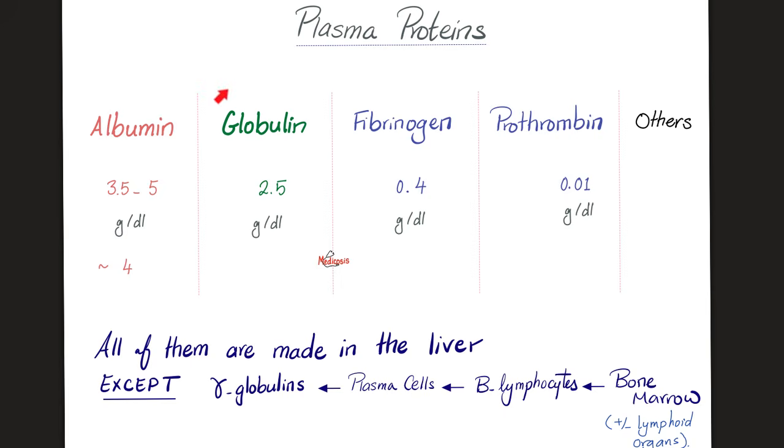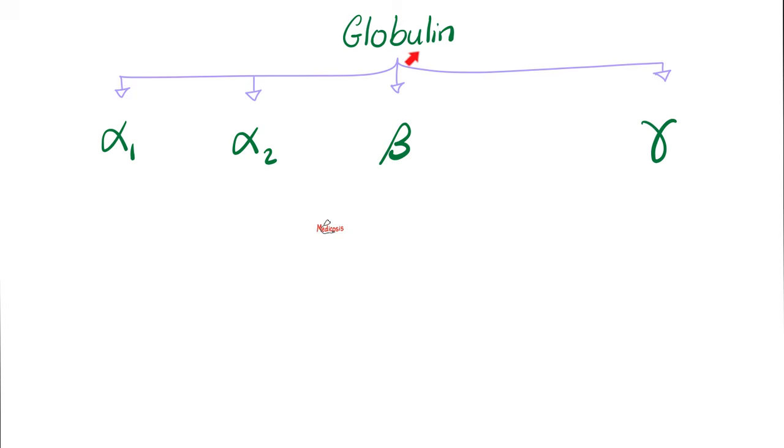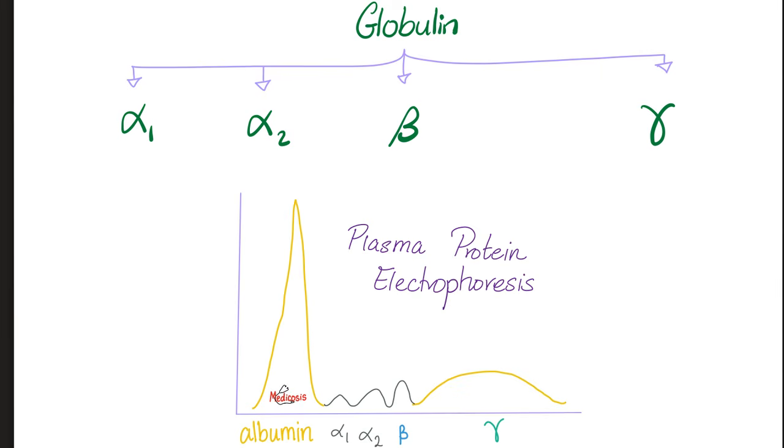Now, let's talk about just globulin. Globulin, baby, has 4 subtypes. You have alpha-1 globulin, alpha-2 globulin, beta, and gamma. If I take all the albumins and globulins from your body and plot them on a graph right here using electrophoresis, you'll see that the most abundant protein in your plasma is albumin, followed by globulin. And then the globulin is alpha-1, alpha-2, beta, and gamma. Normally, albumin is way more numerous than globulin.